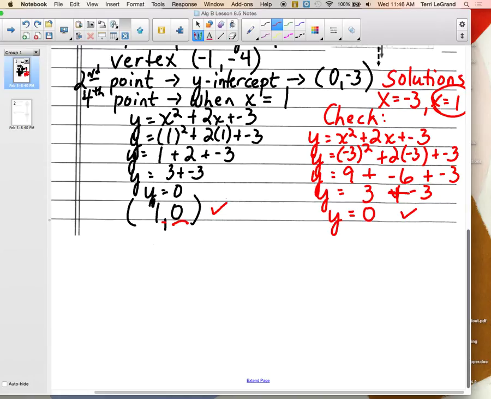Okay? So we had to check the reflection point only because the other 0, the other solution, happened to be one of our points that we found. That does not mean that both of them are not solutions. We still have 2 solutions to this quadratic function. 2 solutions that make the equation equal 0.